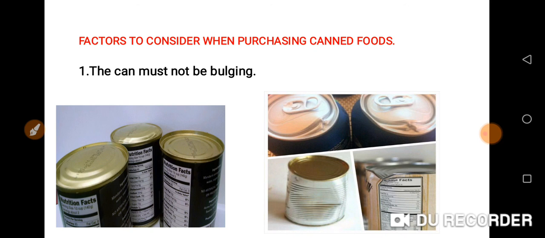And as you can see, in another picture at the other side, can you see it? This is a bulging canned food. So whenever you want to buy any canned food, you have to take note of this. The can must not be bulging. If you want to buy any canned food, it must not be like this.